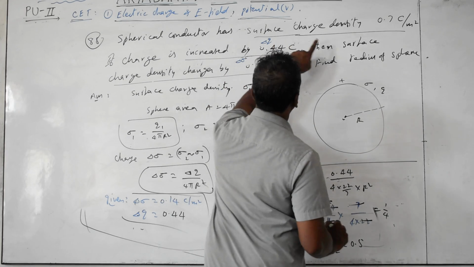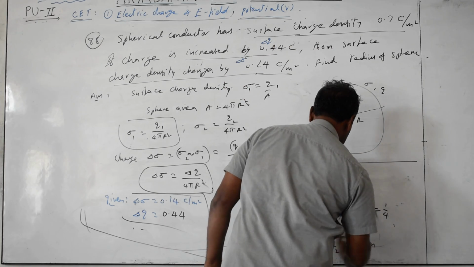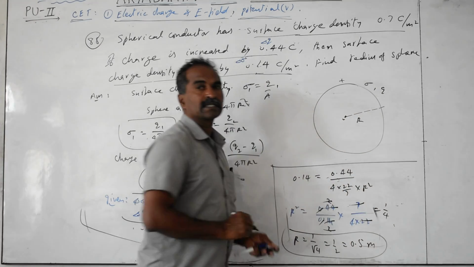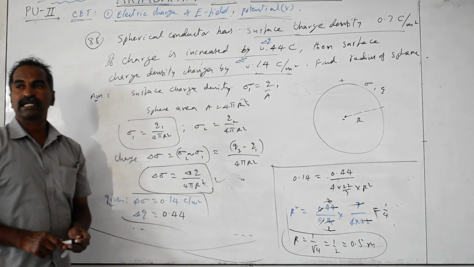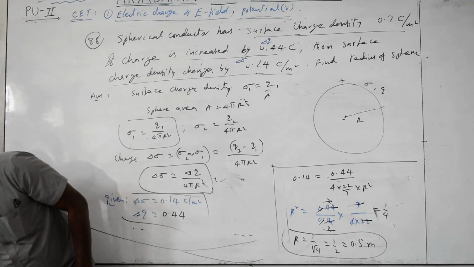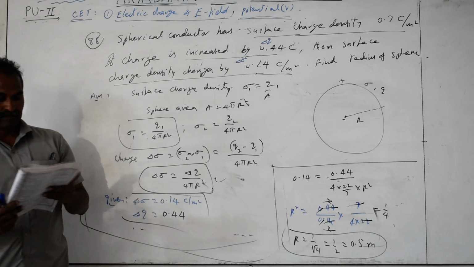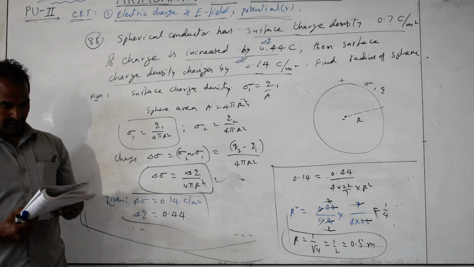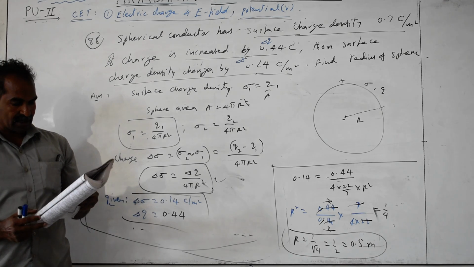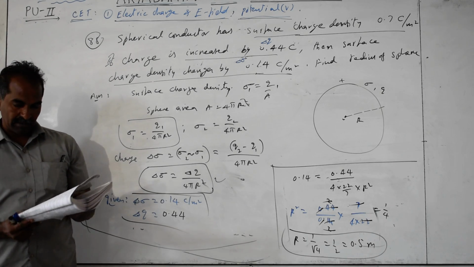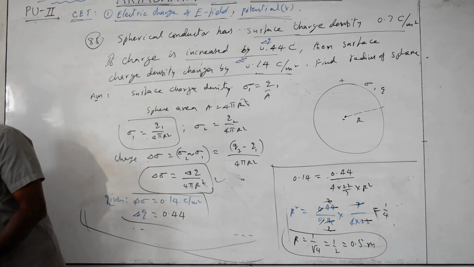R in SI units is supposed to be in meters. So you must take only these units in the substitution here. Question 89 is also an important one. I didn't put the star for that, but you have to put the star. That is very important.